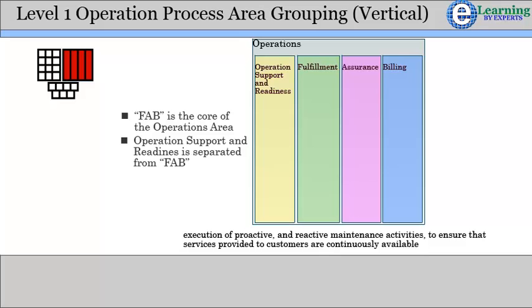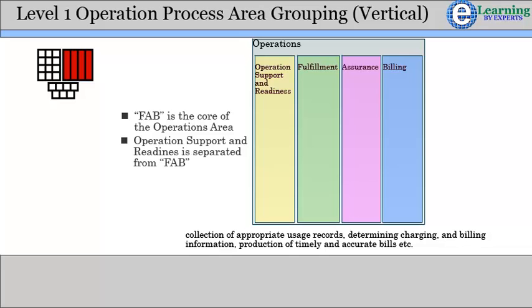Assurance process grouping is responsible for the execution of proactive and reactive maintenance activities to ensure that services provided to customers are continuously available and performing to SLA or QoS performance levels.